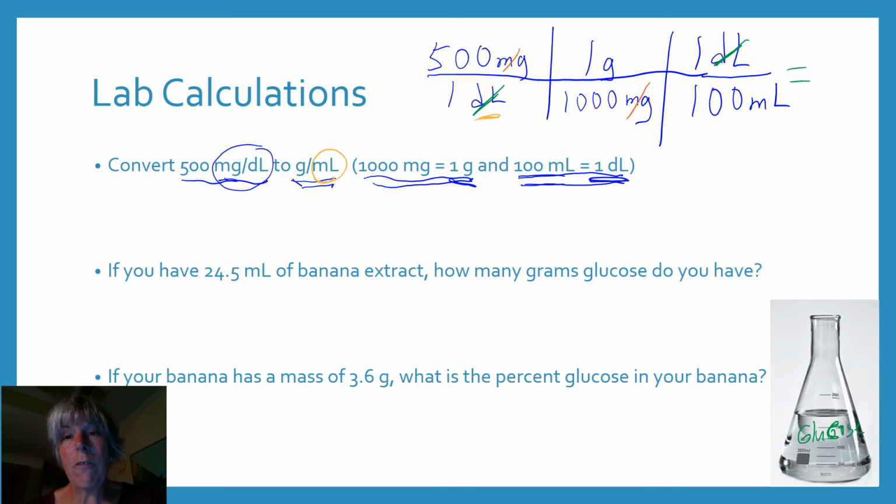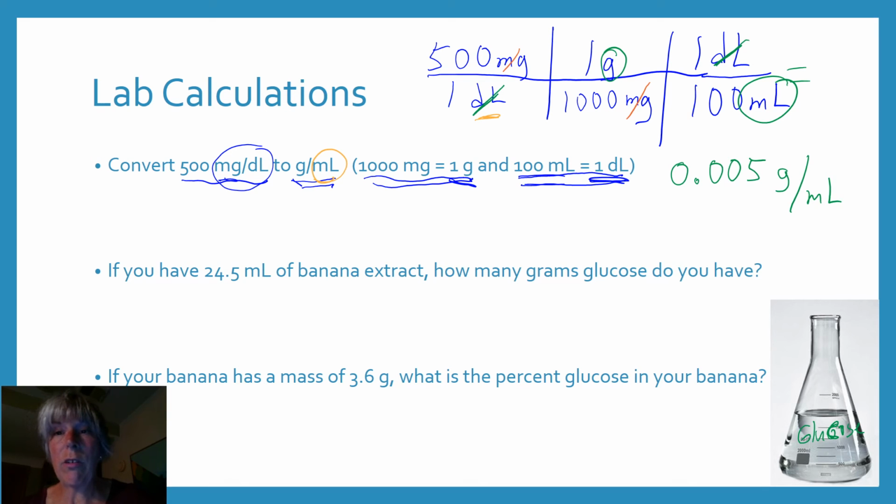When I do the calculation, 500 divided by 1,000 divided by 100 will give me 0.005. Let's see, 5 places: 0, 1, 2, 3, 4, 5, so 0.005. And notice my units that are left, grams over milliliters. You know, that's just a regular density unit, right? So essentially the density of the glucose in the solution is 0.005 grams per milliliter.